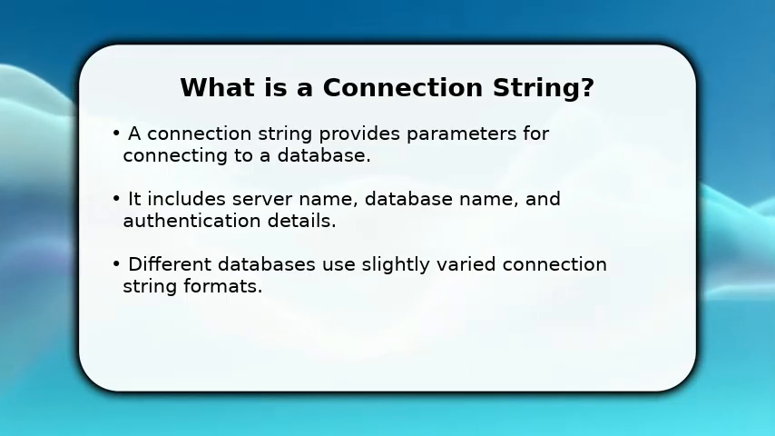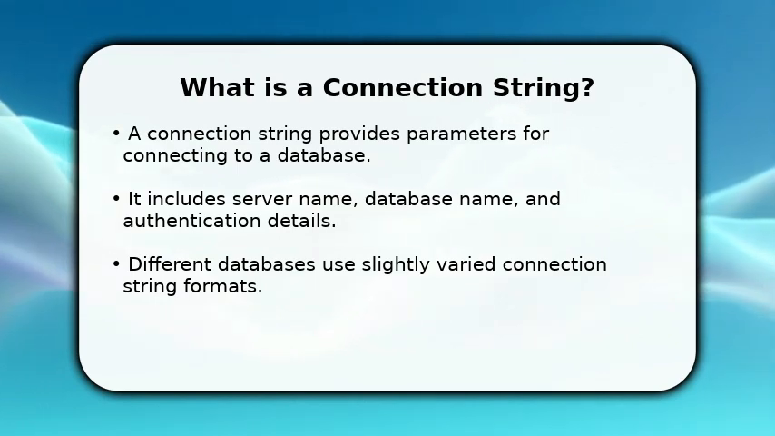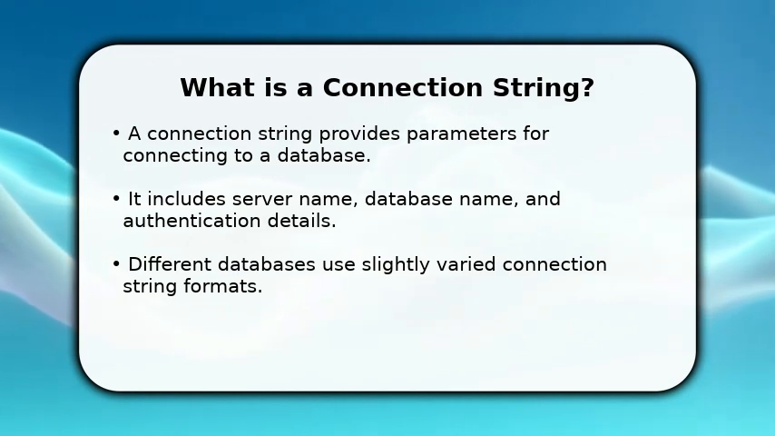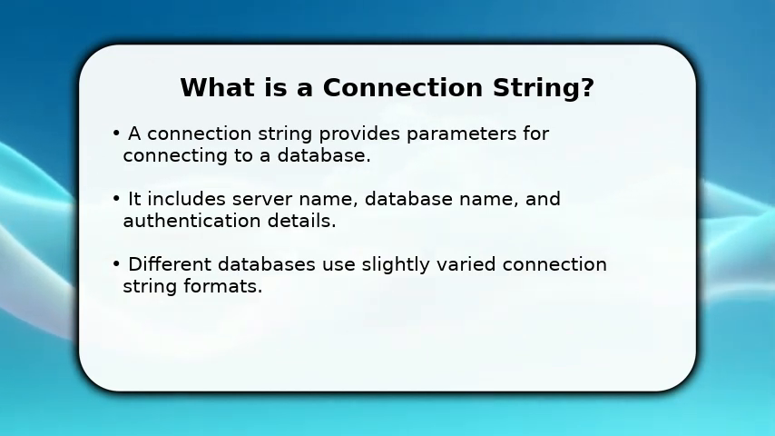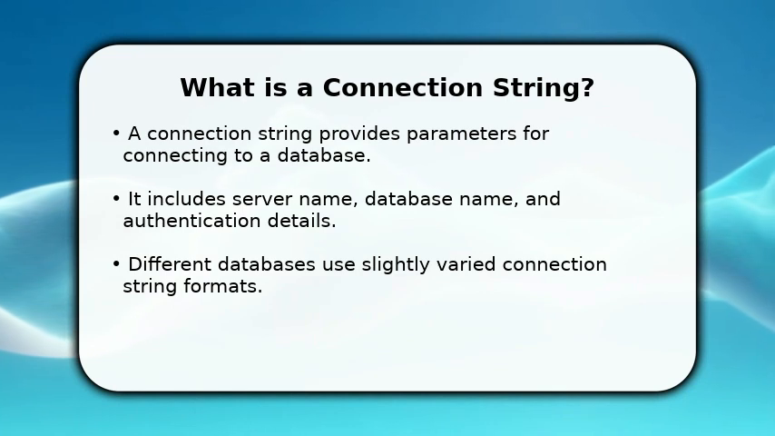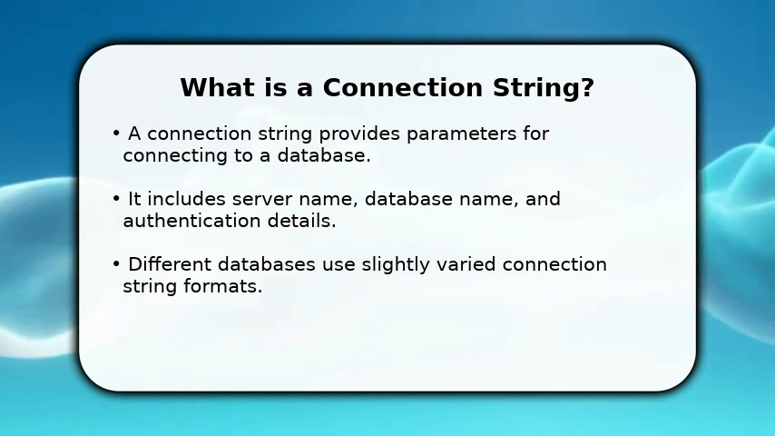In this video, I will explain how to get a connection string. A connection string is essentially a set of parameters that your application uses to connect to a database. Think of it as a detailed address and key for your data. It specifies crucial information like the server's location, the database name, and any necessary authentication credentials.